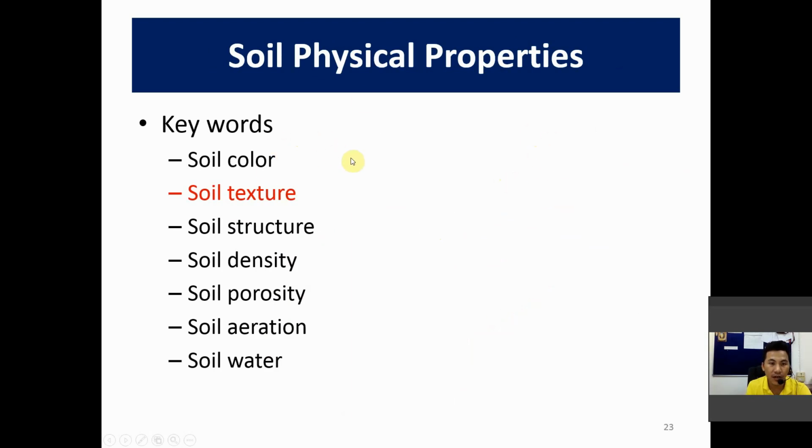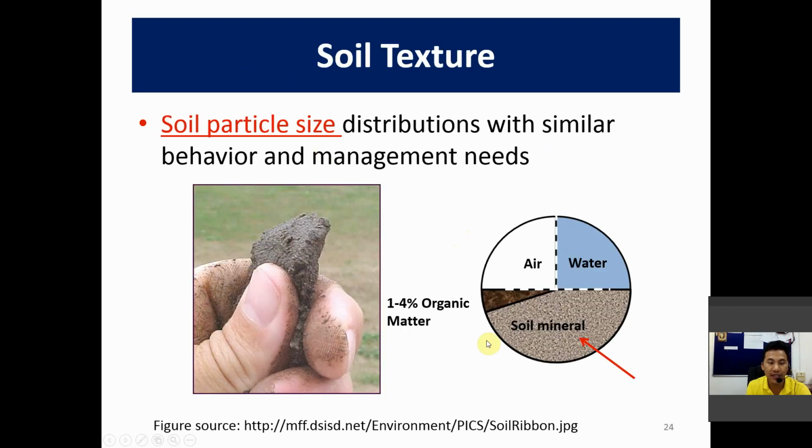The second topic here will be soil texture. Soil texture is the particle size distribution, as I mentioned earlier, the distribution among sand, silt, and clay. And here we talk just about this part. Soil texture refers to the soil mineral component, just this part. So that means in the procedure to identify the soil texture, we actually remove the organic matter.